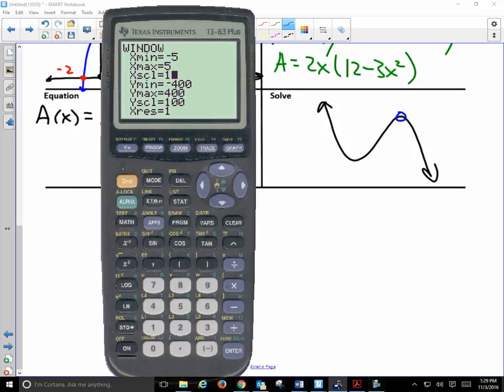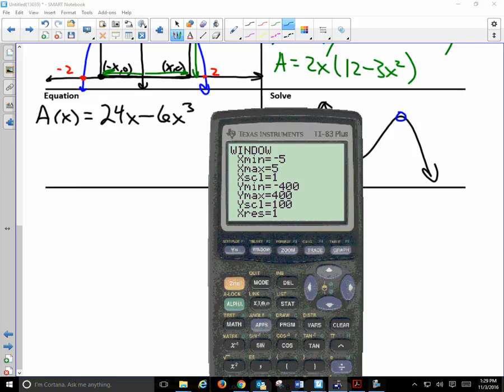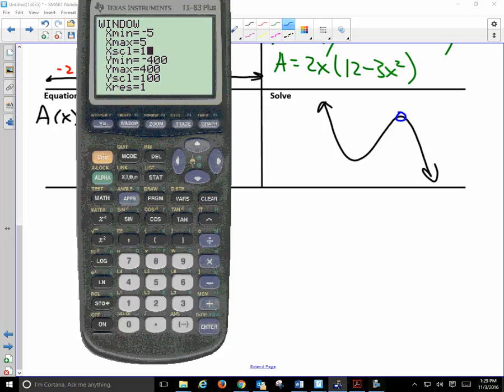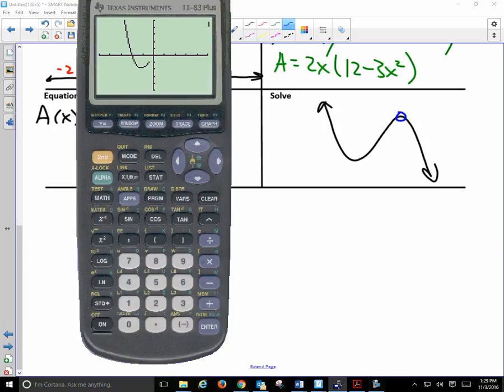As far as my y values are concerned, suppose x was 1. Then the area would be 24 minus 6, or 18. So if I had a y minimum of -50 and a y maximum of +50, I'll for sure see everything I want to, hopefully. If I don't, I'll just make it a little bit bigger. I go to graph, and there's a cubic where I can see a maximum. Now what?